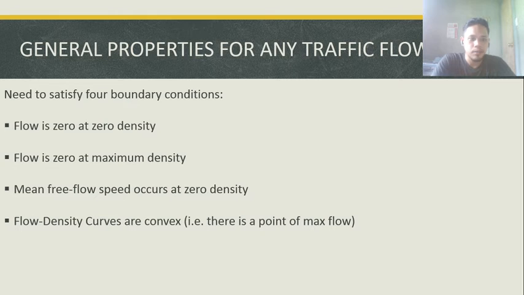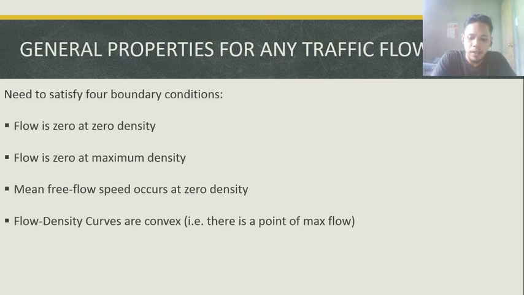So next are the general properties for any traffic flow model. They need to satisfy 4 boundary conditions. First, flow is 0 at 0 density. So at 0 density, the flow must be 0. It should be proven that the flow, or the volume of vehicles, is at a stop when the density is 0.